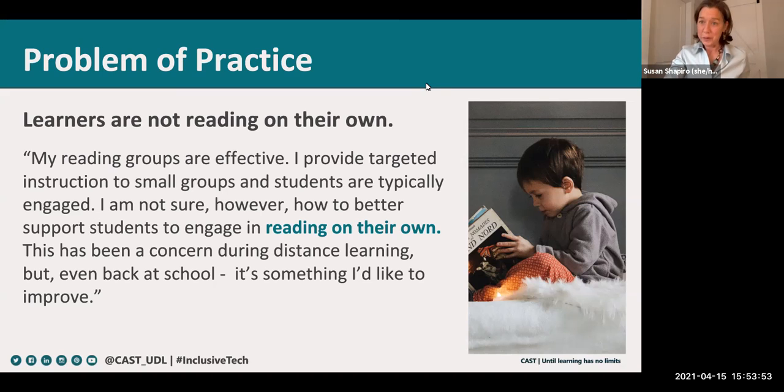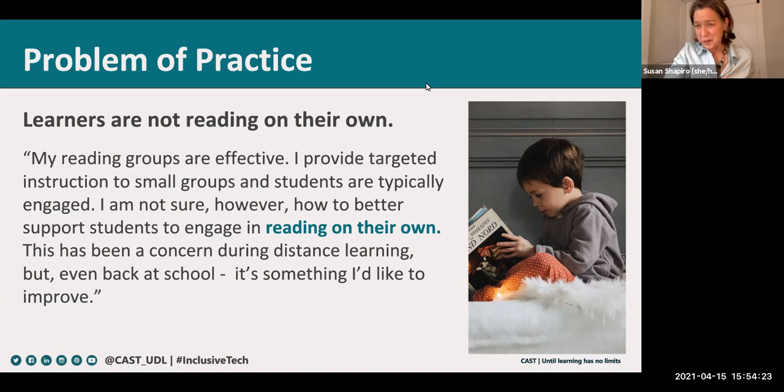The problem of practice is related to reading. The learners are not reading on their own. The teacher says, my reading groups are effective. I provide targeted instruction to small groups and students are typically engaged. I'm not sure, however, how to better support students to engage in reading on their own. This has been a concern during distance learning, but even back at school, it's something I'd like to improve.